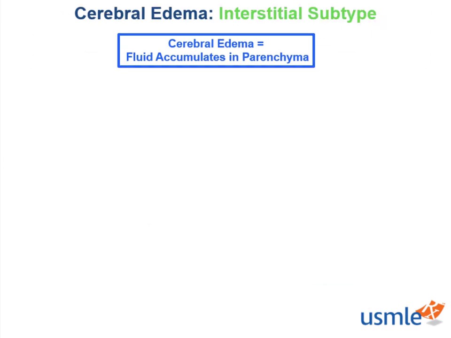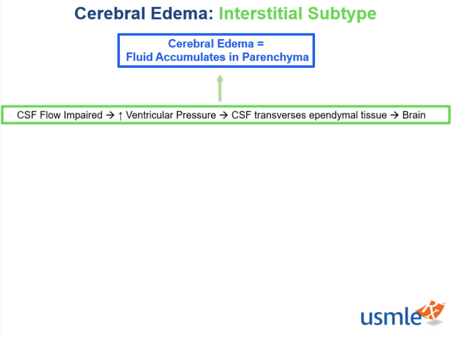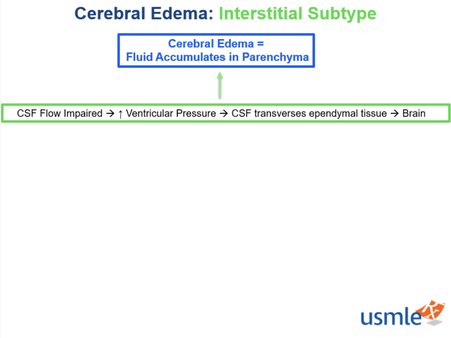The last subtype of cerebral edema to cover is interstitial edema. This is a CSF, cerebral spinal fluid, flow problem. Essentially, the normal flow of CSF is impaired, resulting in higher ventricular pressures. This physically forces CSF across ependymal tissue and into the brain, specifically into the interstitium of the brain, which is the space between cells of the brain.